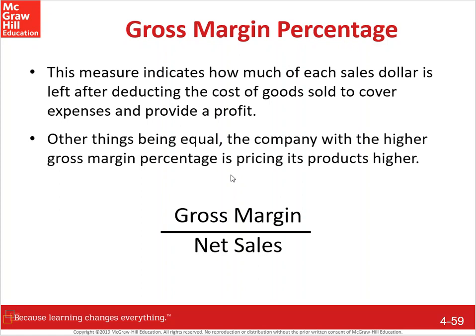So discount retailers are often going to have a low gross margin percentage, but probably a higher volume of sales, where high-end retailers are likely going to have a high gross margin percentage, but probably a lower volume of sales because there's not as many customers that are attracted to that.